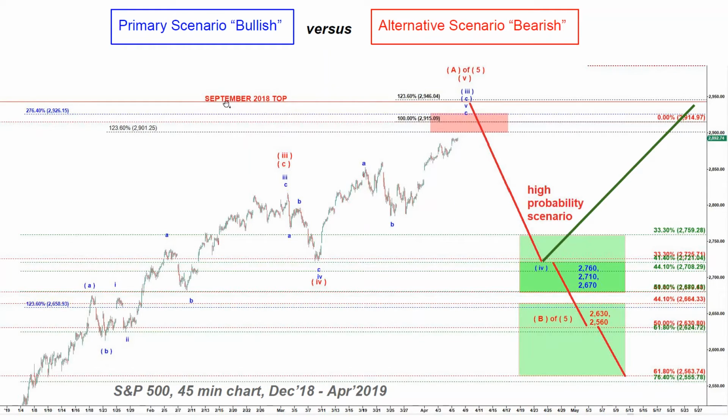And this is the September top. We are very close to the September 2018 top, and from that area we should start getting a pullback down, targeting that area. As you can see, this is the high probability part of the decline. It can stretch lower, but you just simply cannot make a reliable prediction about that part of the drop.